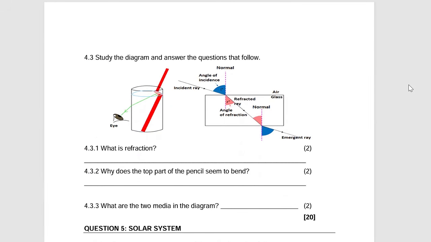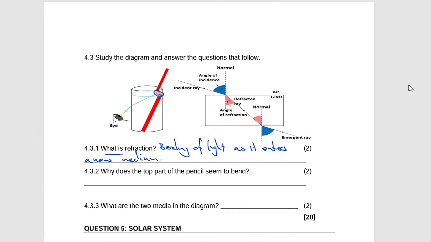So moving on to 4.3, it says study the diagram and answer the questions that follow. So now we're asked in terms of refraction, 4.3.1, it says here refraction. So refraction is defined as the bending of light as it enters a new medium, like that, right? So we can see here there is a bend because of this different medium.